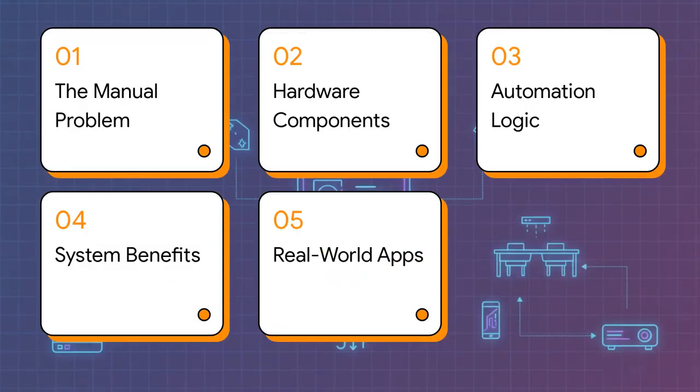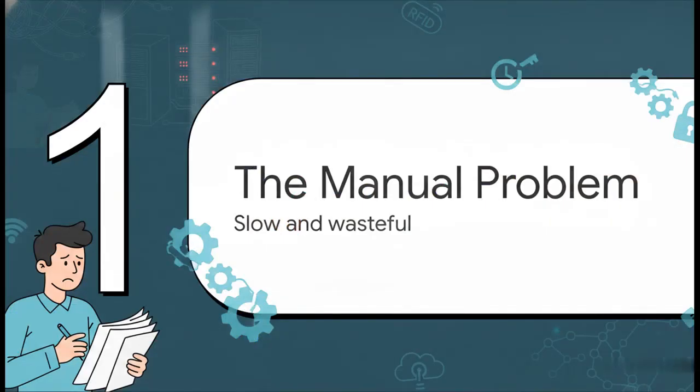So, here is our roadmap for today. First, we'll look at the manual classroom problem. Then, we'll dissect the components of automation, walk through the automation logic flow, highlight the key system benefits, and finally, wrap up with real-world applications. All right, let's jump right into section 1, the manual classroom problem.